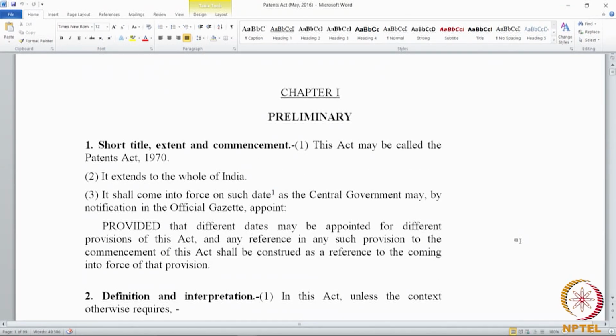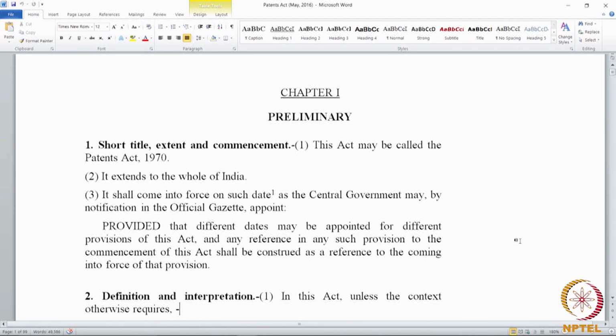Section 1 deals with the title, extent and commencement of the Act. The Act, as you know, is called the Patents Act 1970. The Act extends to the whole of India. It is a central government act. It is an act passed by the central government. So it is a matter on which the union or the central government can legislate, patents and other intellectual property rights. And it extends to the whole of India.